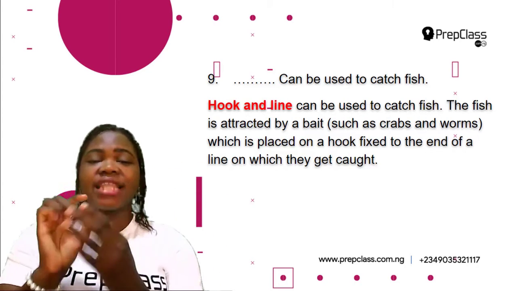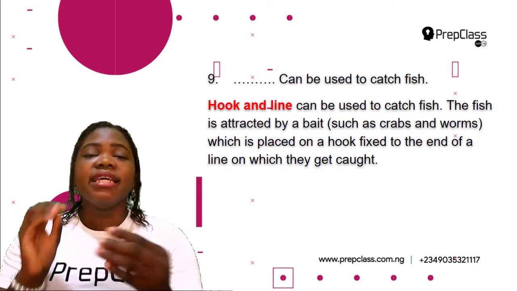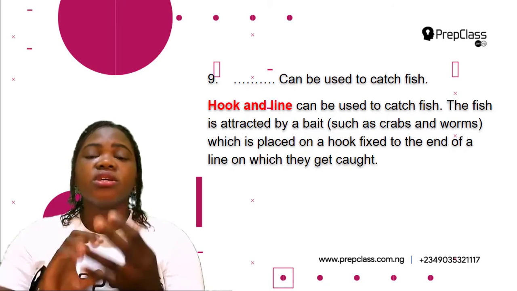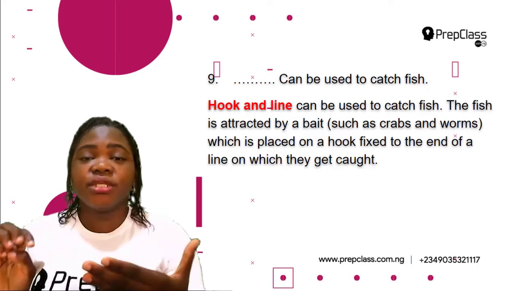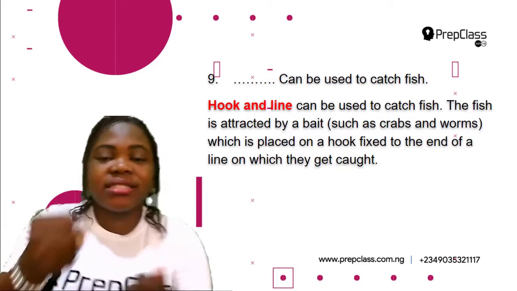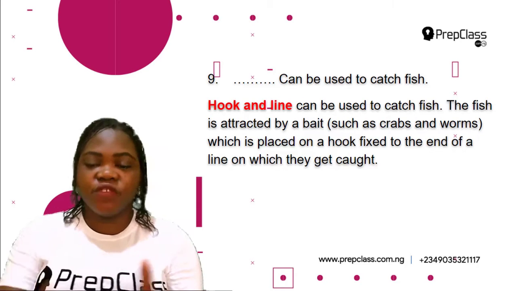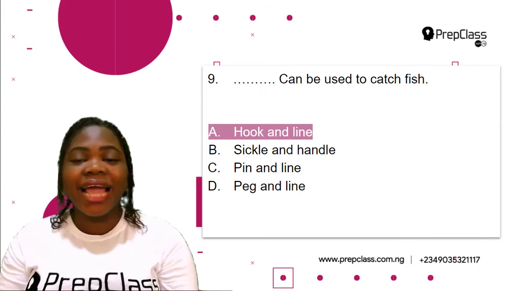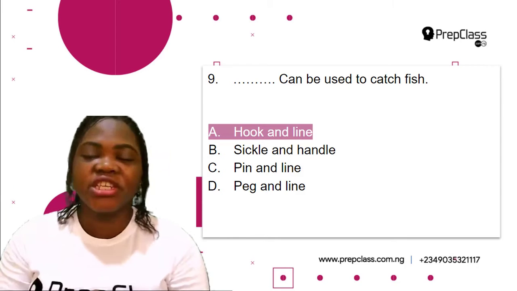So the fish is attracted by a bait. The most commonly used baits are crabs and worms. Okay, it is placed on a hook that is fixed to the end of the line on which they are caught. So this bait is used to attract fishes. So those baits are food for fishes. So they get attracted to it. So by getting to the bait, they are caught by the hook. Okay, so hook and line is used to catch fish. So which of the following options is correct? Of course, it is hook and line. So the correct option here is A. Hook and line can be used to catch fish.